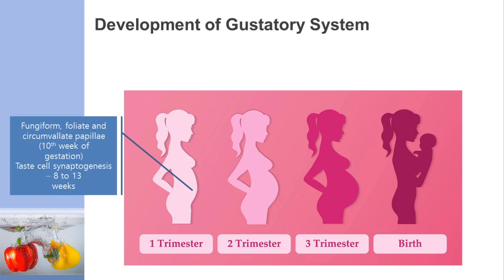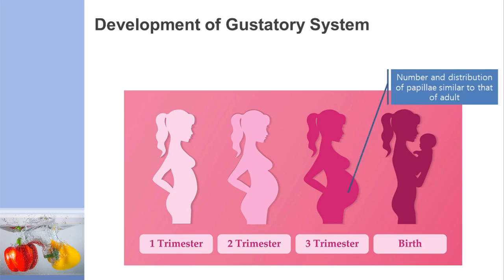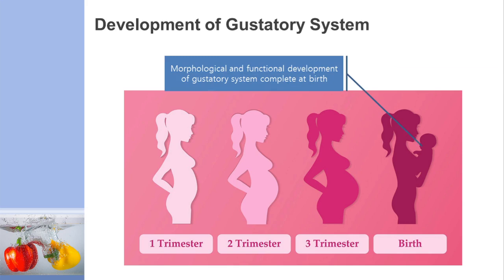The formation of fungiform, foliate and circumvallate papillae takes place in the first trimester during the 10th week of gestation. The innervation of taste cells by gustatory neurons, that is taste cell synaptogenesis, takes place from 8 to 13 weeks of gestation. During the second trimester, the taste papillae become functionally mature and by the end of third trimester, the number as well as the distribution of taste papillae become similar to that of an adult person. By the time the child is born, the morphological and functional development of gustatory system is complete.